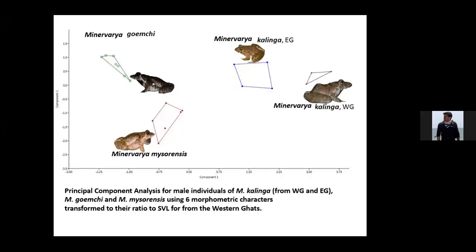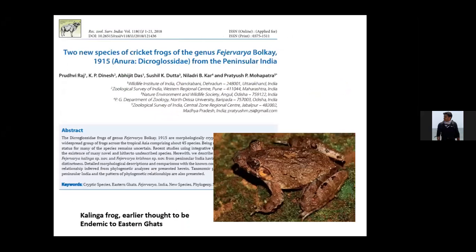Then, with the integrated taxonomic approach, I took DNA and I plotted it. I came to know that this was Minervaria kalinga, which was described from higher mountains or higher elevation ranges in Odisha and Andhra Pradesh.